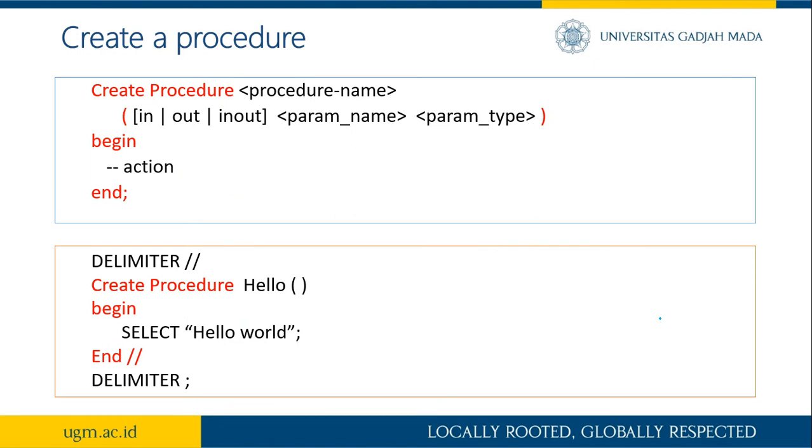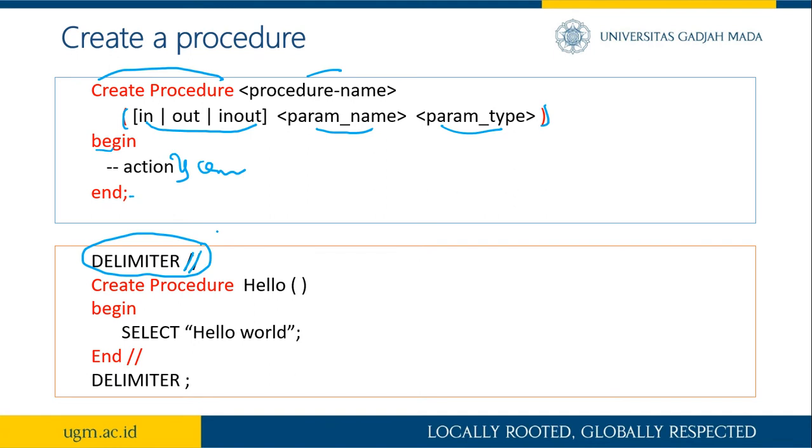Now, how to create a procedure? Just like the previous slide, you have to use the keyword create procedure, and then the procedure name followed by brackets. Inside the brackets is the declaration of the mode of your parameter, in, out, or inout, followed by the parameter name and parameter type. Begin, the action or the query here, and then end. So let's try creating a procedure, namely hello. So I change the delimiter first. I change the delimiter to double backslash.